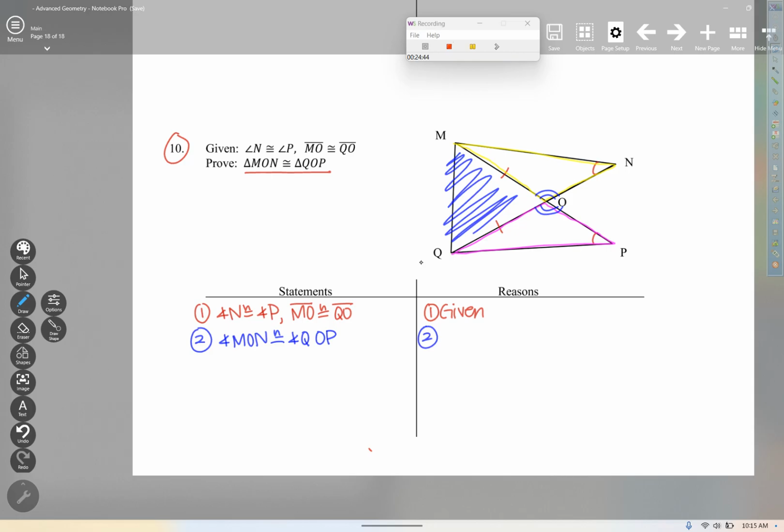All right, the last step, if I go around my triangle, I have side, angle, angle. And that is one of our congruency statements, side, angle, angle, or angle, angle, side. It's the same thing. You can write it however you want. So step 3, triangle MON is congruent to triangle QOP because of angle, angle, side congruency theorem, or side, angle, angle. It's the same thing.